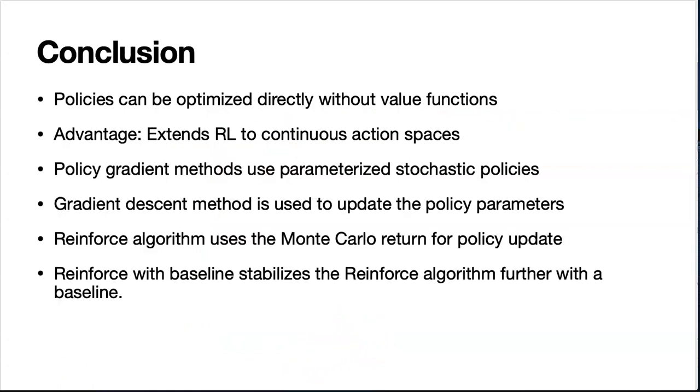To conclude, we have seen that policies can be optimized directly without any representation of a value function in reinforcement learning. The advantage of this method is that we can extend reinforcement learning to continuous action spaces. Policy gradient methods use parameterized stochastic policies because that allows the method of gradient descent to be used to update the policy parameters. The reinforce algorithm, which is a popular policy gradient method, uses the Monte Carlo return for the policy update. On the other hand, the reinforce with baseline algorithm stabilizes the reinforce algorithm further with a baseline.